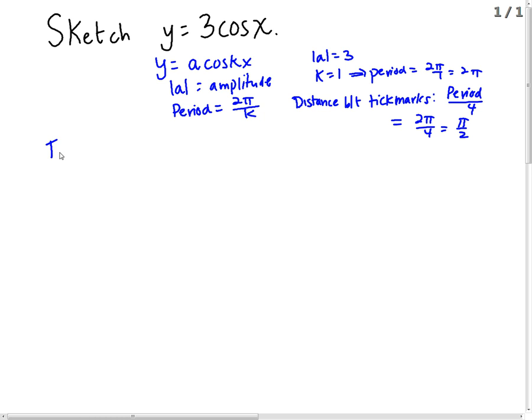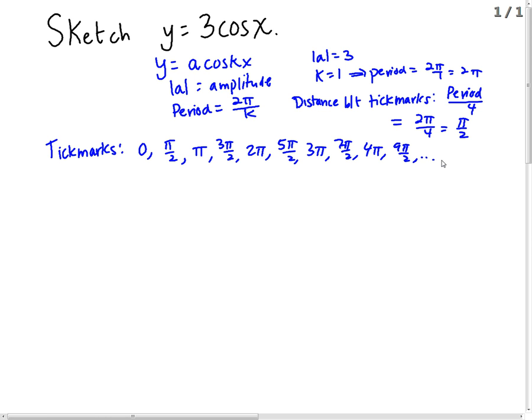So my tick marks, and again, I'm talking about major tick marks. That's where cosine is -1, 0, or 1. My tick marks are going to start at 0 because there's no phase shift. Then I have pi over 2. I add pi over 2 to that, then I add another pi over 2. I get pi. I get 3 pi over 2 if I add pi over 2. Then 2 pi. Then 5 pi over 2. 3 pi. 7 pi over 2. 4 pi. 9 pi over 2, and so on.